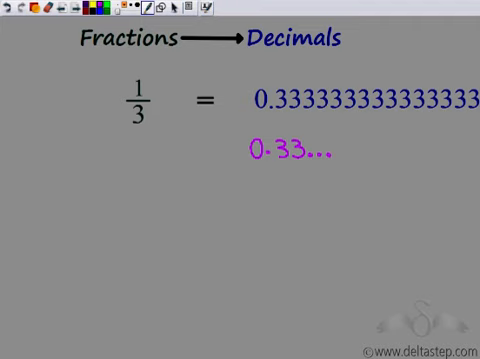Or another way is, you write just 0.3 and you put a bar over the number which is being repeated. So 3 is being repeated. So I write 0.3 and I put a bar over this number, which indicates that this number is being repeated infinite times. You can also put a small dot above the digit 3, which also indicates that this digit 3 is being repeated infinite times.